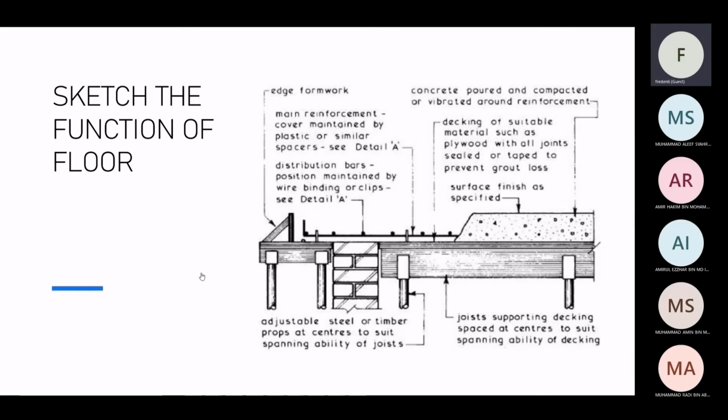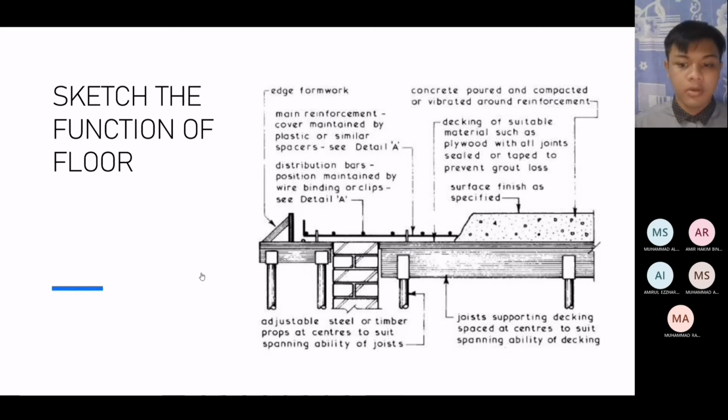This sketch shows the function of floor. You can see the hardcore and the reinforced cement cover maintained by the plastic or similar spacer. See detail A. Distribution bar position maintained by wire braiding or clips. See detail A. Concrete poured and compacted or vibrated around reinforcement.